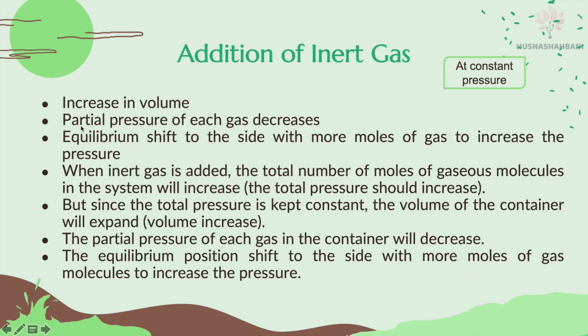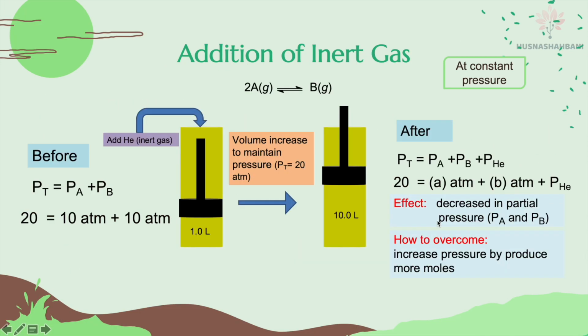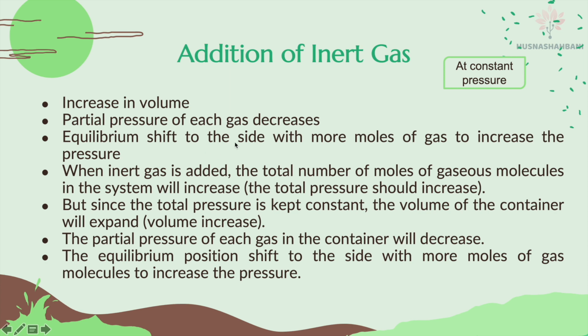Increase in volume, partial pressure of each gas decreases. Equilibrium shifts to the side with more moles of gas to increase the pressure. This is what I explained here. When inert gas is added, the total number of moles will increase. The total pressure should increase as well.